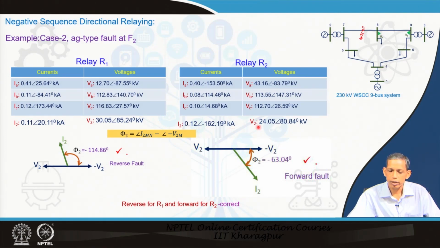Now, coming to R2, the corresponding data of current I2 and voltage V2 by the relay R2. So, we got the corresponding phi 2 computation from these two angles, with the negation for this V2 as mentioned. Then we got the corresponding phi 2 to be minus 63.64 degree. So, a minus angle means this is a forward fault. So, that is what we got: in this case for R1 it is reverse and for R2 it is forward, which is correct, as you see for the case.